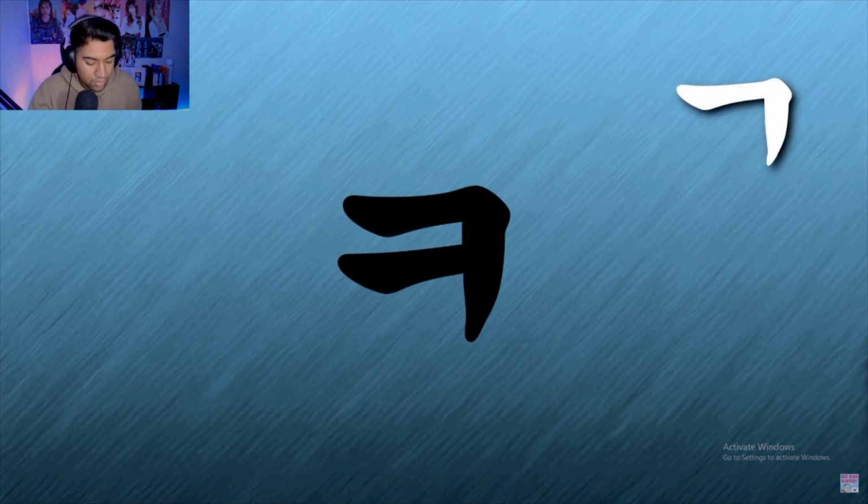This one is pronounced almost the same way as the first consonant that we learned. So in order to compare these two sounds, let's first add the empty consonant in front of them.